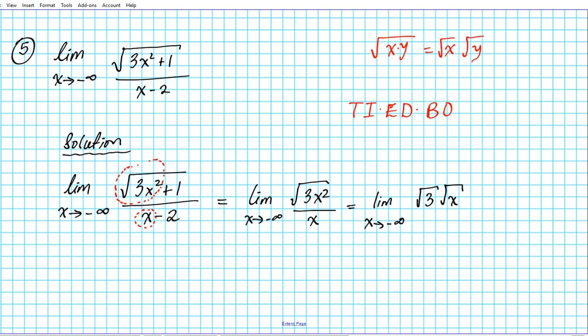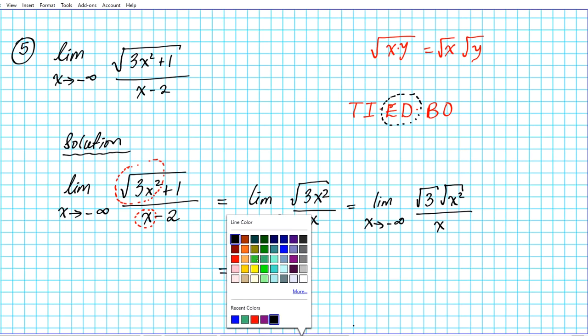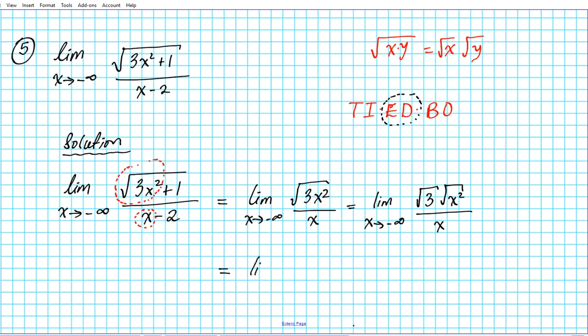Okay. The denominator needs no simplification, which is just x. Now, that's going to give us the limit as x approaches negative infinity of the square root of 3x squared over x. If you take the square root of x squared, that's going to be the absolute value of x, divided by x. So you can see that the square roots reduce the degree of the numerator polynomial by dividing it by 2. Just cut it in half, okay? So that's what square roots do.